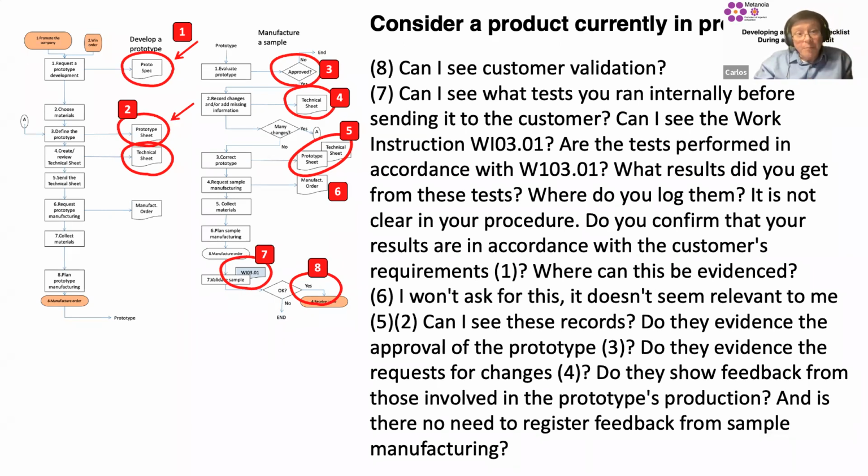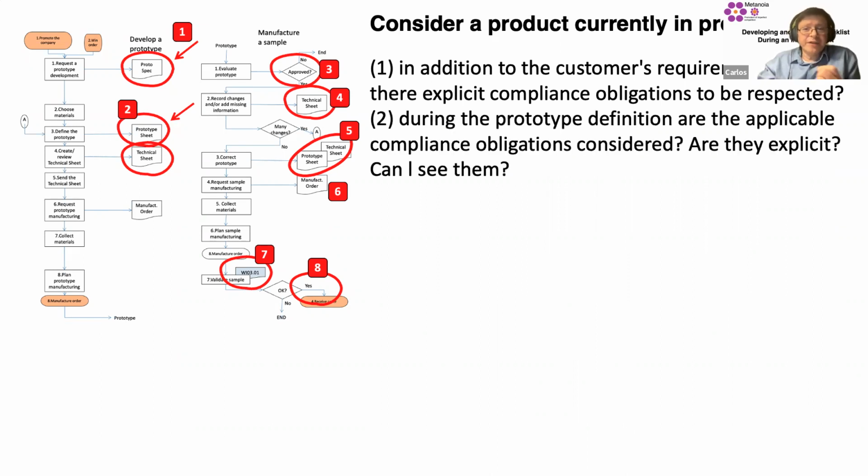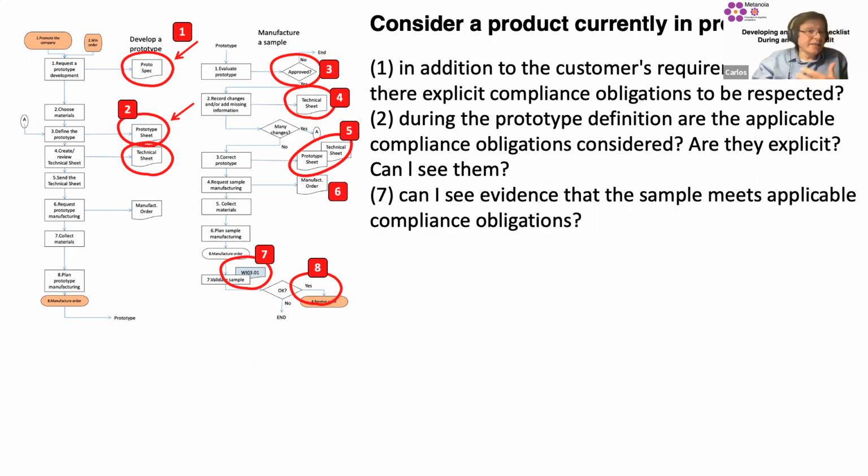So, more questions regarding the flowchart. In addition to the customer's requirements, are there explicit compliance obligations to be respected? And during the prototype definition, are the applicable compliance obligations considered? Are they explicit? Can I see them? Then, can I see evidence that the sample meets applicable compliance obligations?